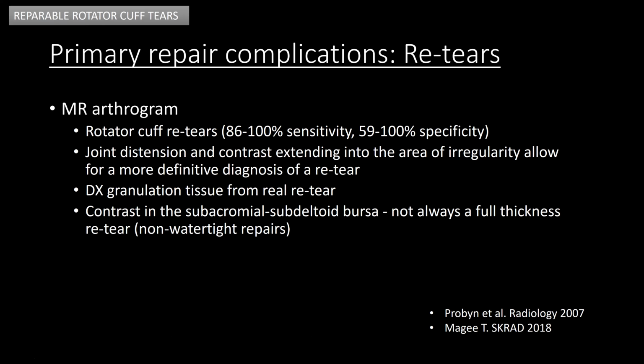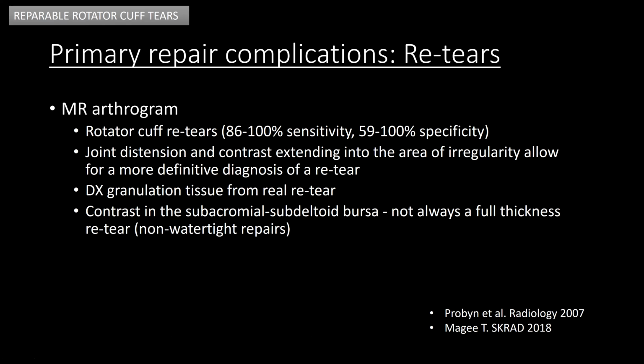Regarding MR arthrogram, the joint distension and fluid coating the tears allows diagnosis of recurrent tears with overall better sensitivity and specificity. MR arthrogram also can help differentiate granulation tissue from a real tear, when contrast fills in the tear and not the granulation tissue. I think I have an example of that.